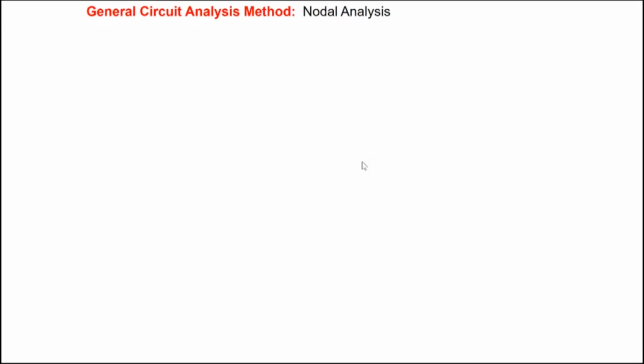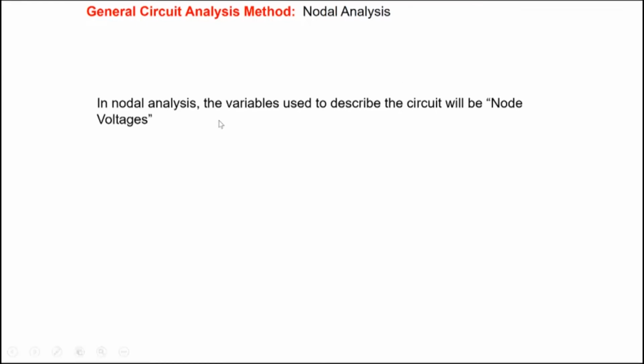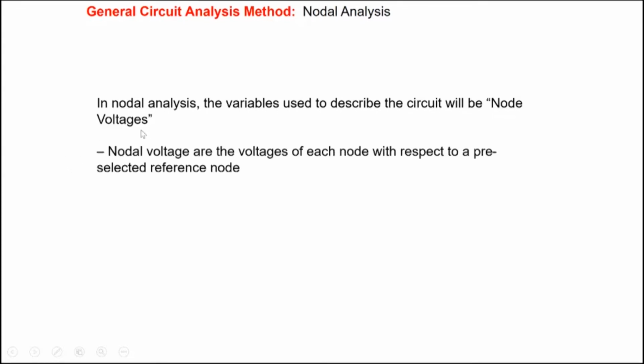So in the first method, what we will do is we'll look at a method which allows us to calculate all the voltages in the circuit, right? So we said that once you determine all the voltages, you will know everything else about the circuit here. So in nodal analysis, the variables used to describe the circuit will be node voltages. And node voltages, we will define a reference node in a circuit. So node voltages will all be with respect to that reference node here.